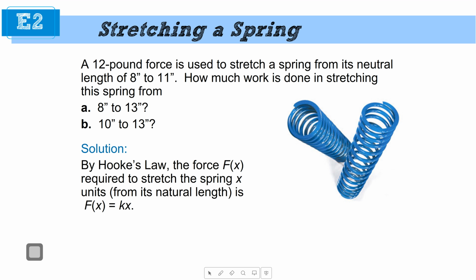The spring constant K. We know in the problem it says it takes 12 pounds of force to stretch that spring how far? 3 inches. From 8 to 11, 3 inches. Therefore, how big is K? 4. 12 divided by 3 is 4. Nice, easy spring constant. It doesn't matter what you do to that spring now. From this point on, it has a spring constant of 4.